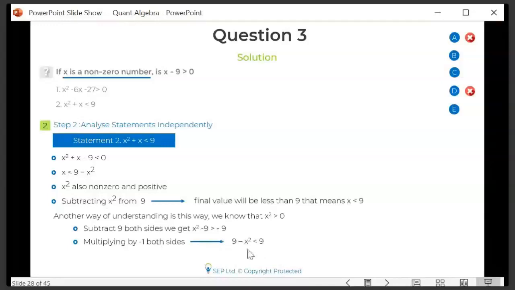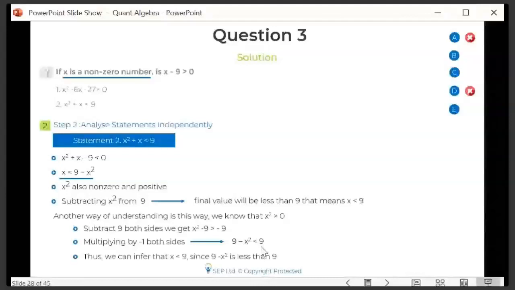I hope this part is perfectly clear, because if this is clear, you should be able to understand that if x is less than 9 minus x square and 9 minus x square is less than 9, then that automatically means that x is less than 9. So if x is less than 9, we can very clearly answer the question.